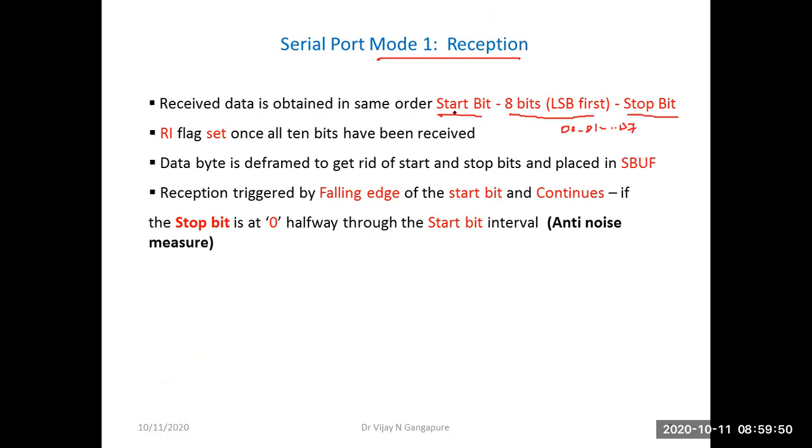Now when all these 10 bits are received by the 8051, then the RI flag bit will get set, indicating that all 10 bits have been received. After that, what will happen? Out of these 10 bits, the start bit and stop bit will get ignored. That is deframing of these 10 bits. In deframing, the start bit and stop bit are removed, and the separated 8 data bits will be available in SBUF.